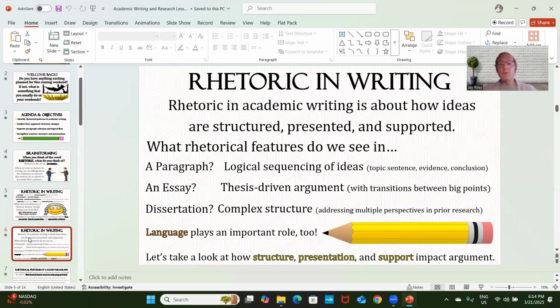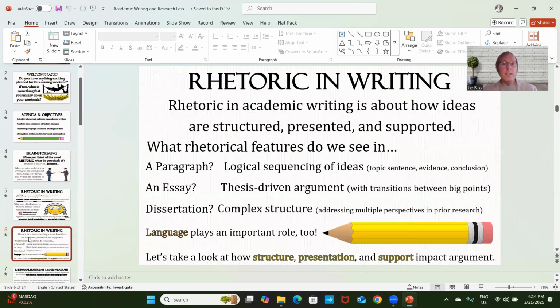If, on the other hand, we've got a collection of paragraphs, as we do in an essay, then we're going to transition to that next idea. In an essay, we've got a thesis-driven argument. We've got transitions, transition words and phrases, as well as transition sentences that move us between our big points.